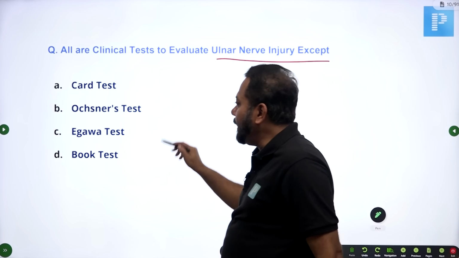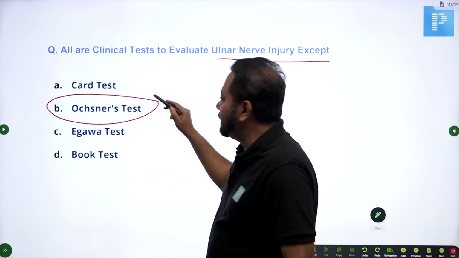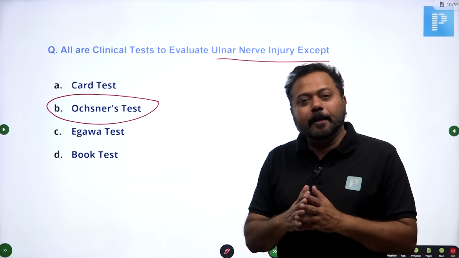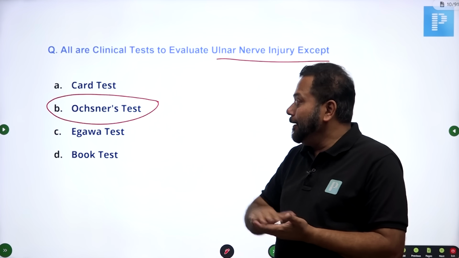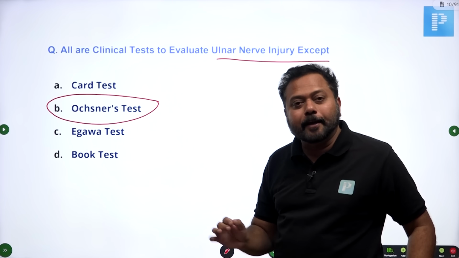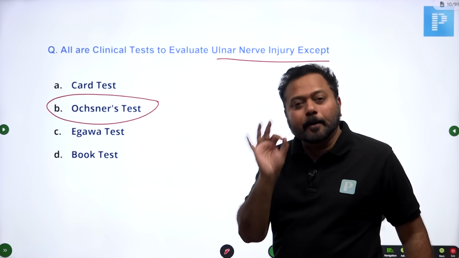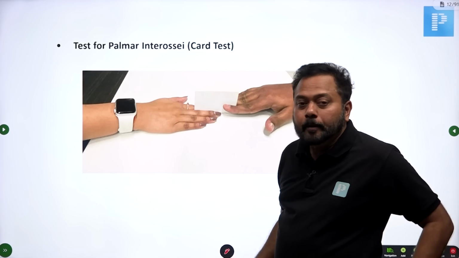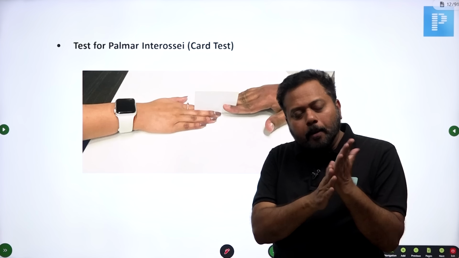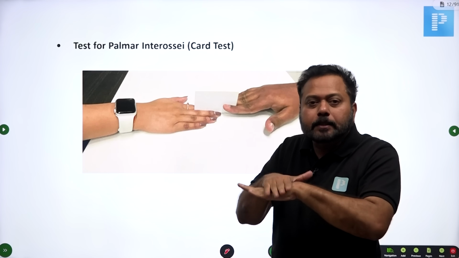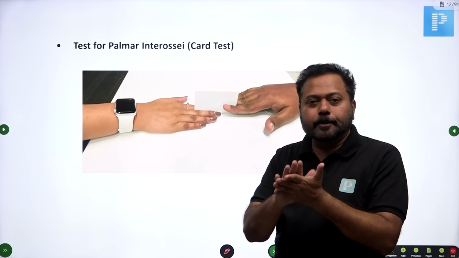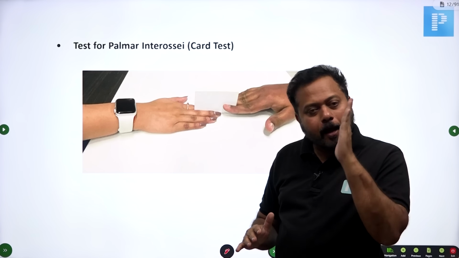The exception is Oshner's test. Oshner's test is otherwise called pointing index, that is seen in median nerve palsy. Cord test, Egawa test, book test. Book test is otherwise called Froment's sign, a classical clinical test for ulnar nerve injury. What is this cord test? Palmar interossei and dorsal interossei are supplied by the ulnar nerve.